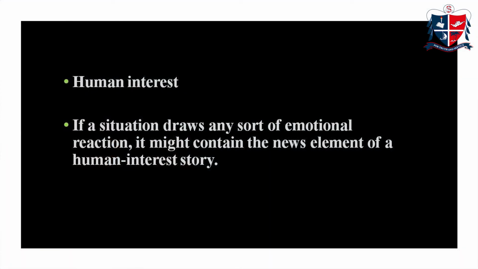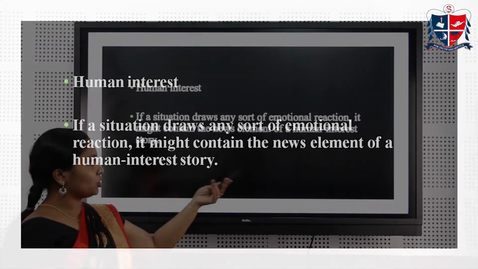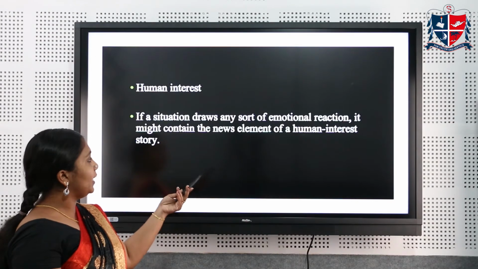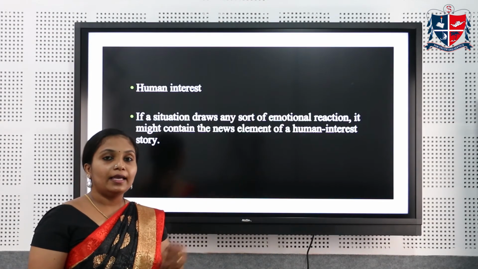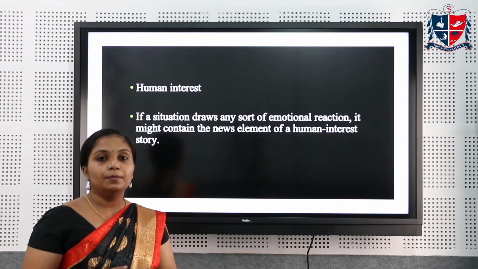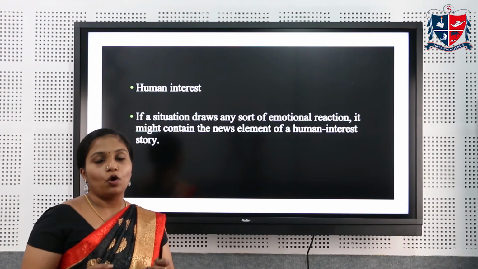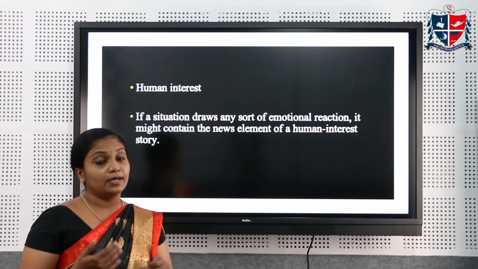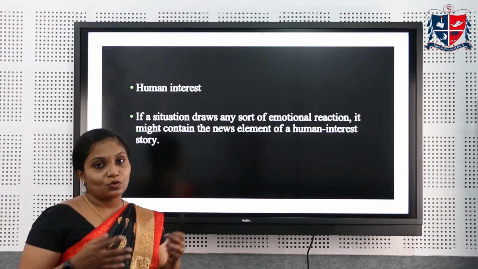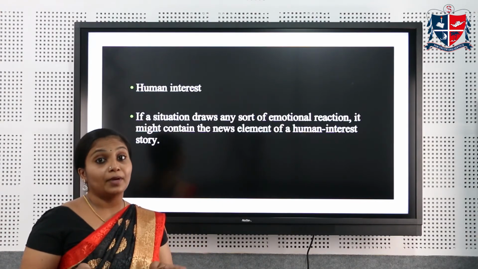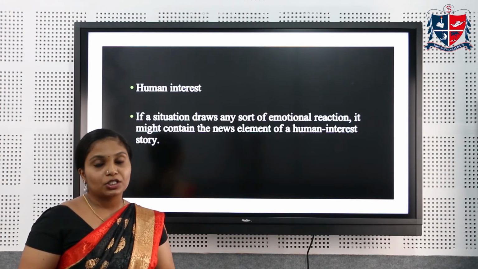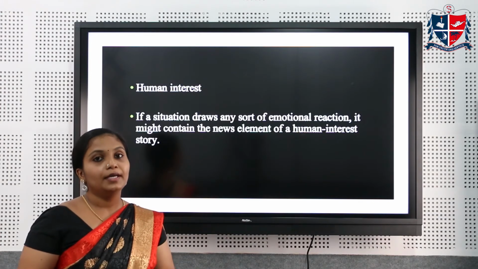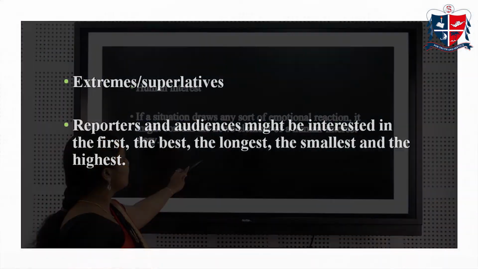The next is called human interest. If a situation draws any sort of emotional reaction, it might contain the news element of a human interest story. For example, if an abnormal person is in a house and no one is taking care of him, that type of news has some emotional background. That type of news is called human interest news.